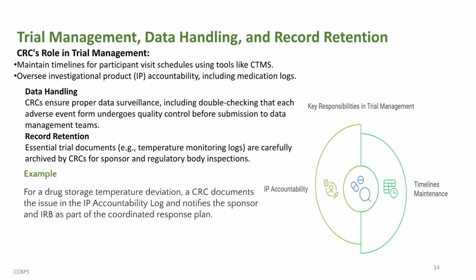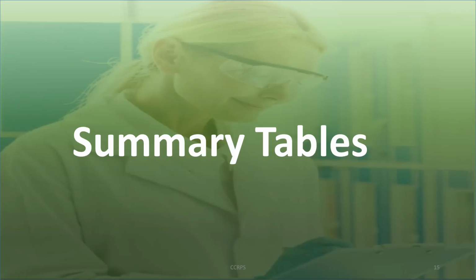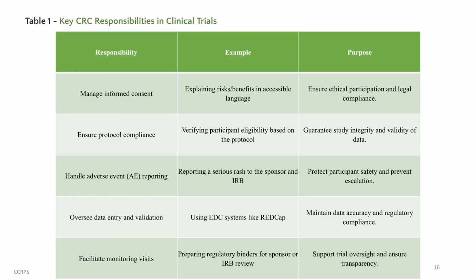coordinated response plan. Some summary tables. So we're going to look at some examples and the purpose. Managing informed consent: explaining risks and benefits in accessible language. This is something that comes up so much now that we need to make sure it's as inclusive as possible to all of the languages that are in our study population. So ensuring ethical participation and legal compliance.